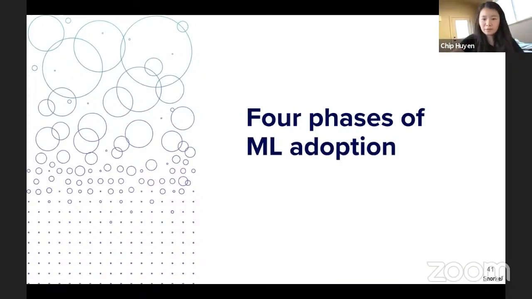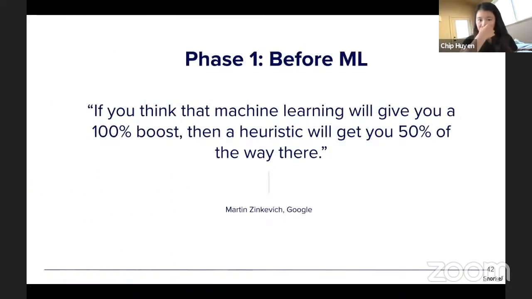Okay, yeah. So there are 4 phases of machine learning adoption. The first phase is just before machine learning. I remember this quote by Martin Zinkevich. He published "50 Rules for Machine Learning Engineering". If you guys haven't seen this, you should totally check it out. It's really, really good.